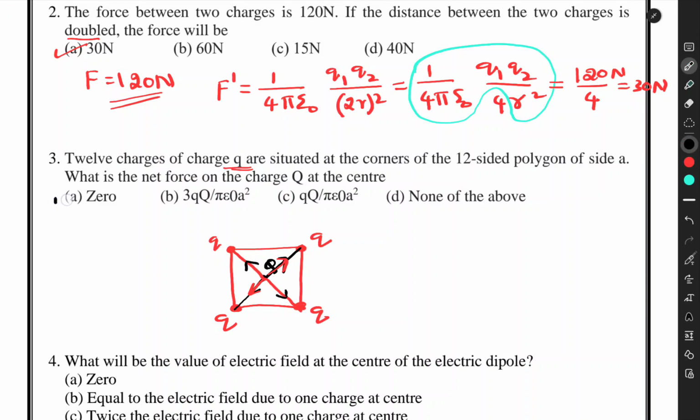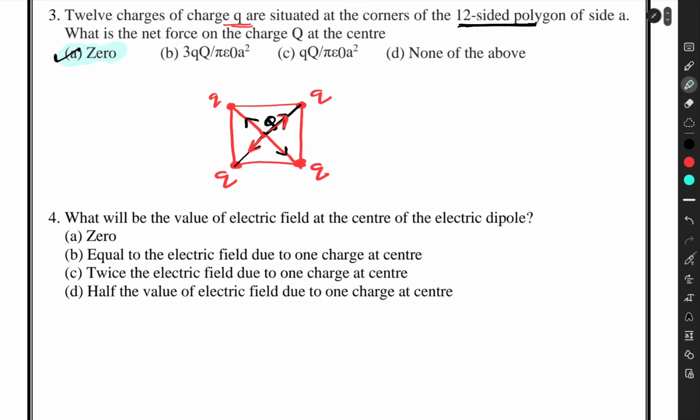So option A, the net force will be 0, because here we have an even number of charges placed at the corners of the 12 sided polygon, and the distance will be the same, opposite forces will be there, all of them get cancelled, so that you will get 0 as the answer. Okay, option A is the correct answer.